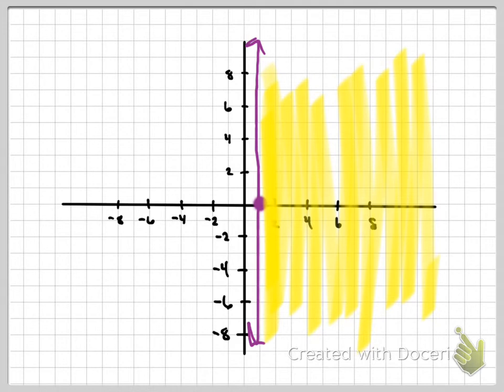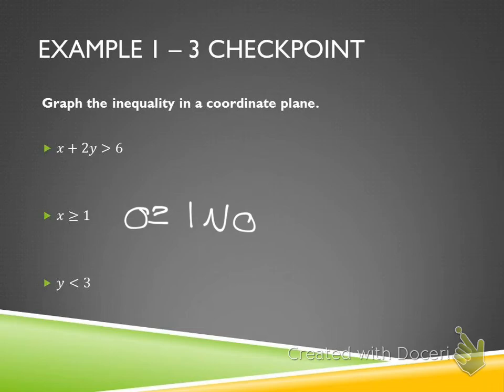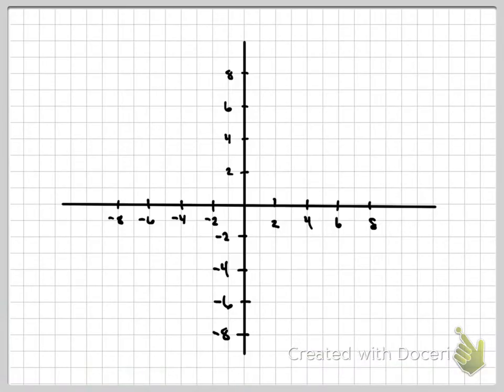All right, then for y, for your third one, we had y is less than 3. So where's our point plotted? On a y value of 3. Solid or dotted? Dotted, because it's just less than. All right.